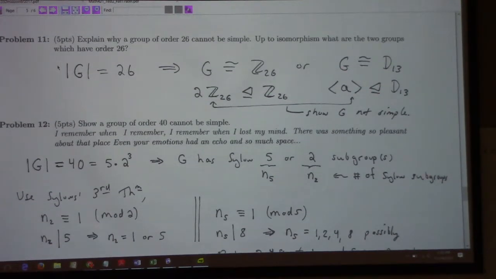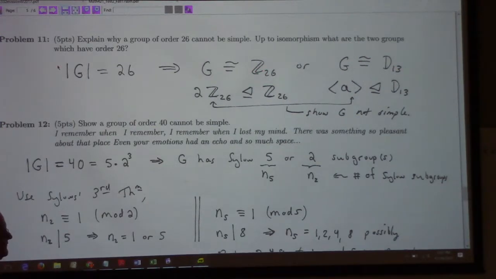Why can a group of order 26 not be simple? This was a theorem we had: a group of twice a prime order is isomorphic either to the cyclic group of order 2p or to D_p, excuse me, the dihedral group of order 2p. So if it has order 26, it's either D13 or Z26 up to isomorphism.